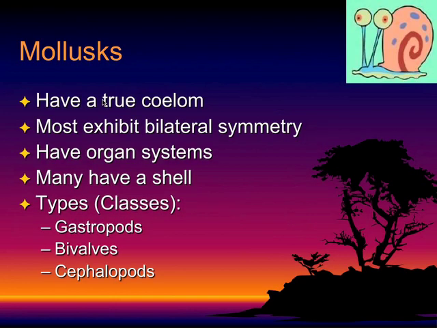So mollusks, yes, we have Gary the snail here. Why? Because mollusks usually have that shell on top of them. So these guys exhibit bilateral symmetry. They do have organ systems. Many of them have that shell that we just finished talking about. And here are the types of classes. So we have gastropods, bivalves, and cephalopods.